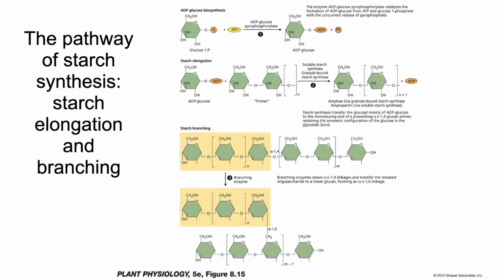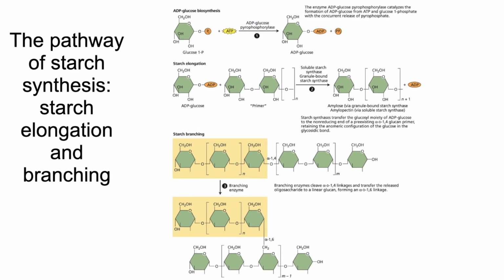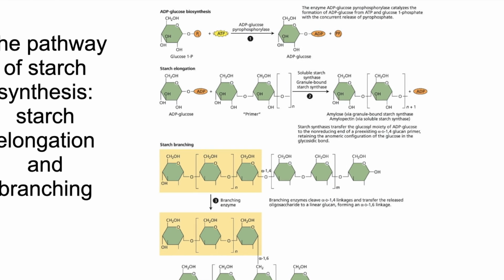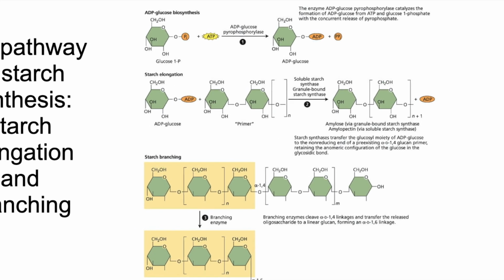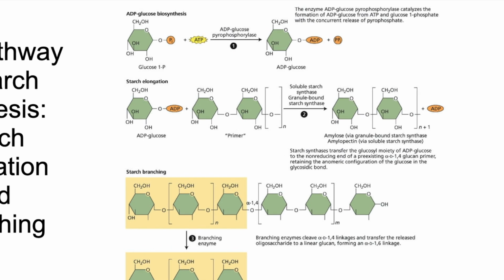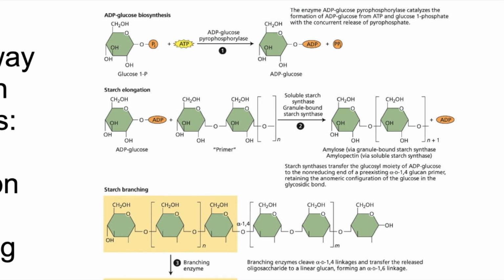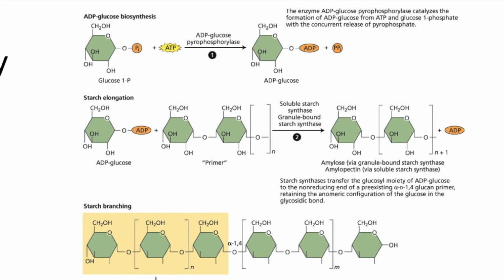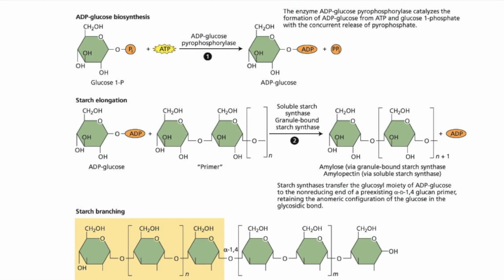Okay, let's move on to pathway 3, which is the formation of starch. It starts with the conversion of glucose 1-phosphate and ATP into ADP glucose. ADP glucose can then be attached to the end of an already existing starch granule. This is known as the elongation step, where a glucose is attached to a primer. This process can be repeated many times by a starch synthase enzyme to produce a long linear chain of glucose molecules using alpha-1,4 glycosidic linkages.